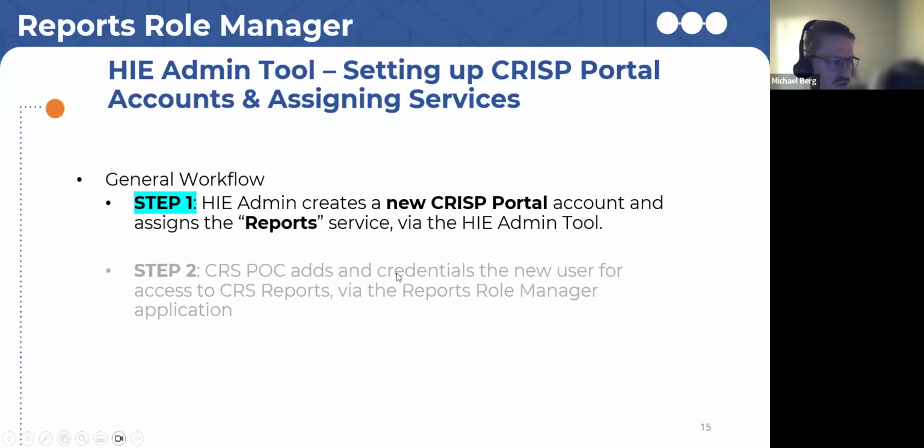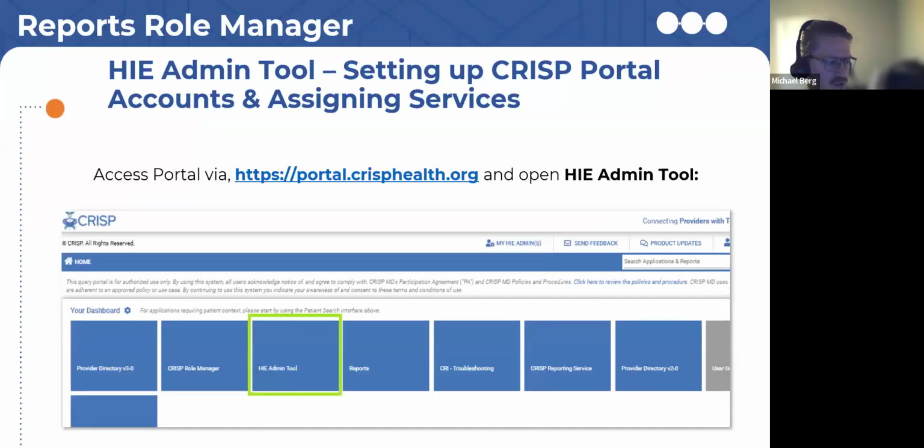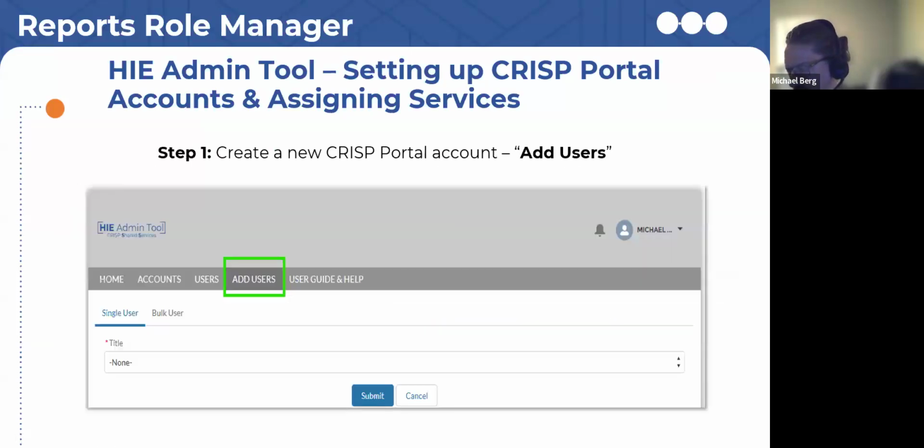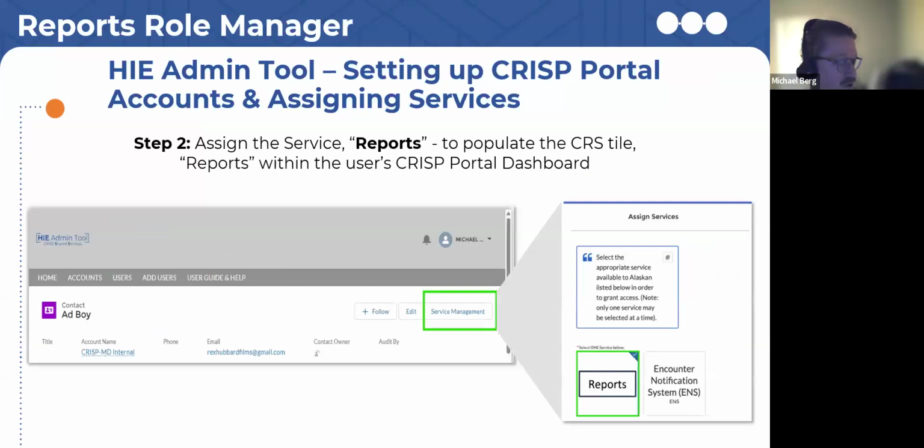So step one, for the most part, is very familiar territory for those HIE admins. Navigating to the dashboard and the HIE admin tool, you would add the new account if required, which is familiar territory. And then additionally, to either new accounts or existing portal accounts, you add the service reports. That's the tile that will show up on the user's dashboard, allowing them to access CRS.